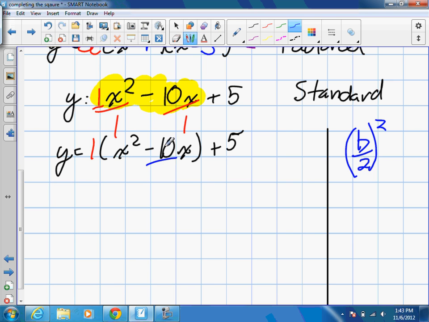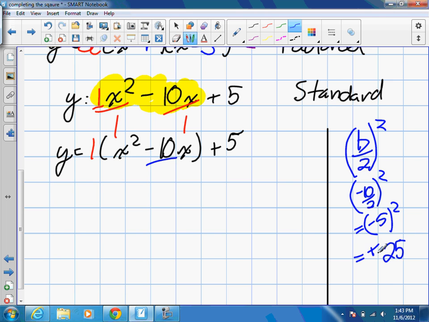We always take the newest b value, what's in the brackets. So in this case, we have negative 10. So we plug negative 10 in. Negative 10 divided by 2 is negative 5. What's negative 5 squared? 25. Just 25, right? Now, 25 is very important. We're going to add and subtract 25 inside of these brackets.